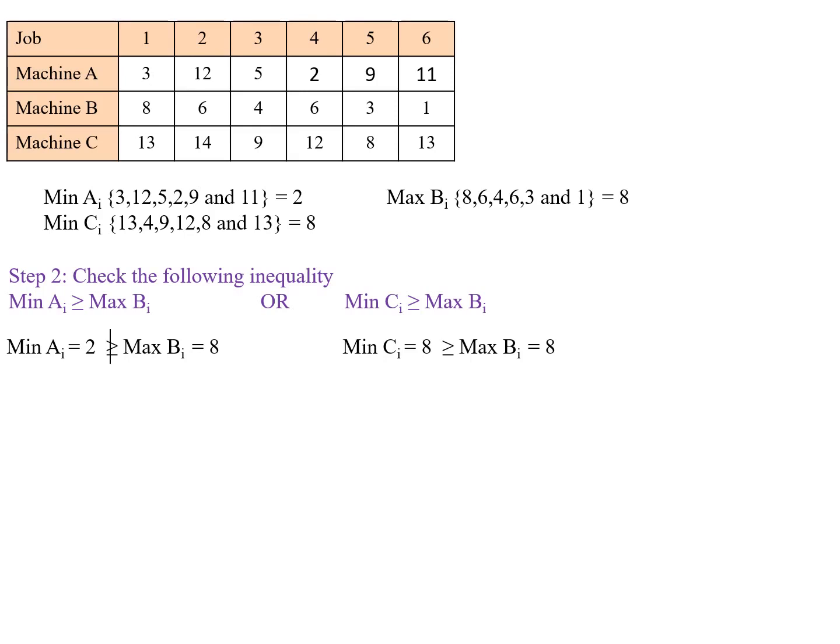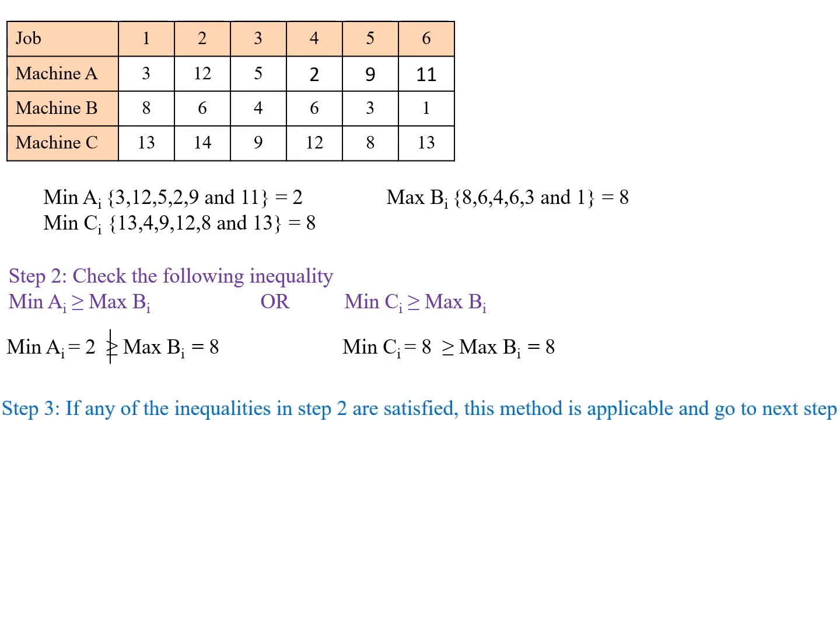Okay, next we move to the third step, that is if any one of the inequalities in step 2 is satisfied, this method is applicable and we go to the next step. Here one inequality, that is minimum CI is greater than or equal to maximum BI, is satisfied. That is, the minimum CI value is 8 and the maximum BI value is 8. So 8 equals 8. So one inequality is satisfied. Next we move to step 4.